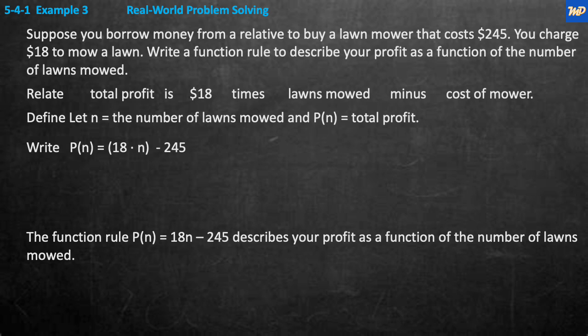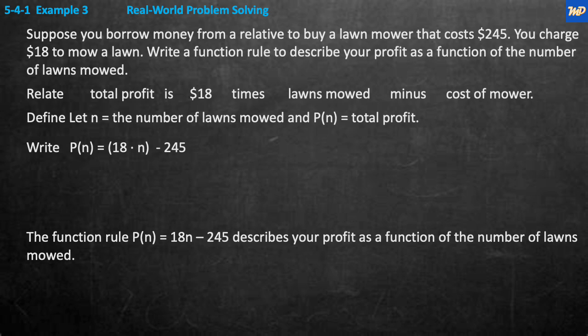Suppose you borrow money from a relative to buy a lawnmower that costs $245. You charge $18 to mow a lawn. Write a function rule to describe your profit as a function of the number of lawns that you've mowed. So that's saying, how much profit will I make if I mow 100 lawns, at $18 per lawn? But there's also something you have to think about, and that's the cost. You don't have profit until you've paid for your power mower, right?